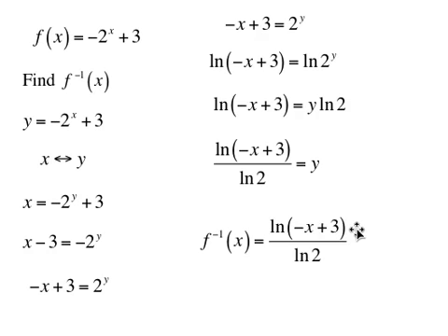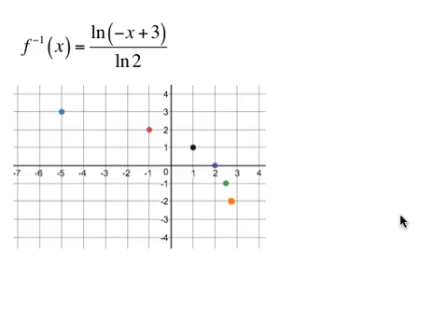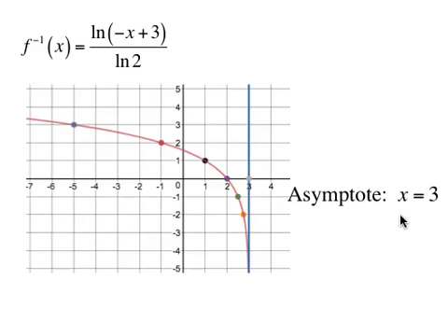So looking at this, then, what do we have? We had all those points before. If I actually graph natural log of -x plus 3 over log 2, what do we get? We get all those things connecting. And here we have our asymptote. Where? Our asymptote is vertical, and it is the line x equals 3. And that will conclude this lesson.